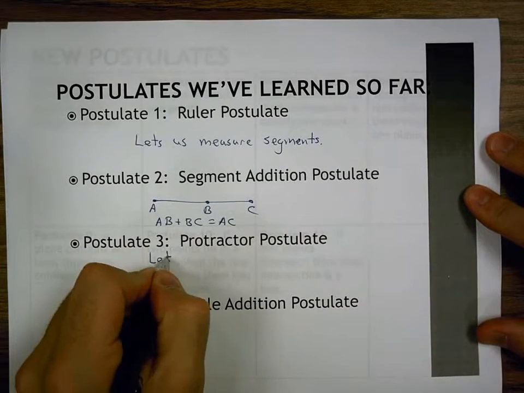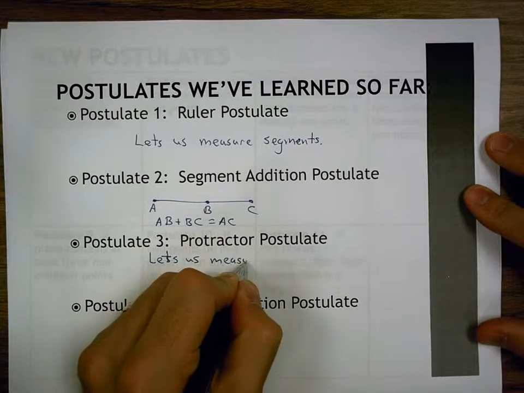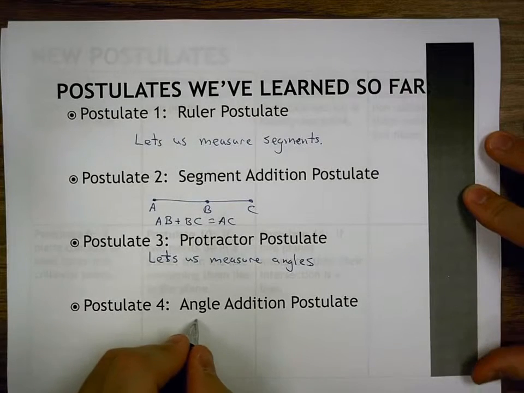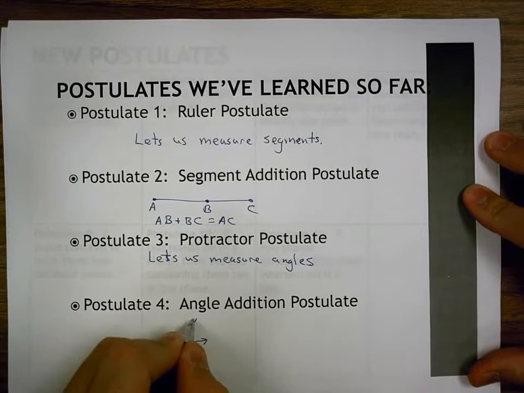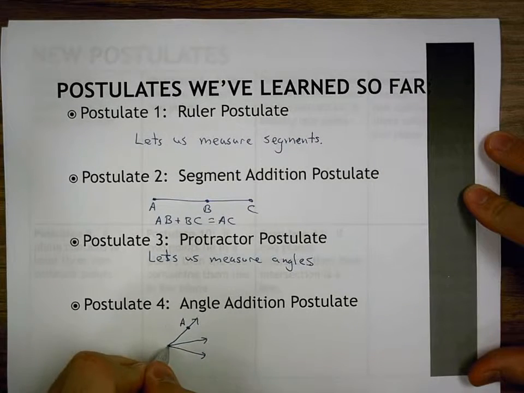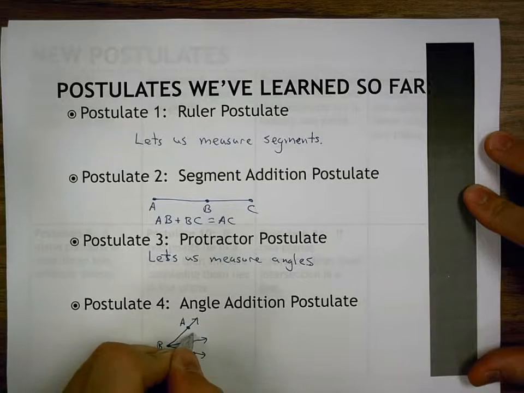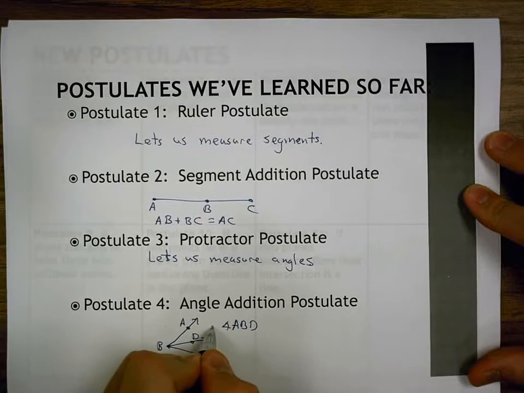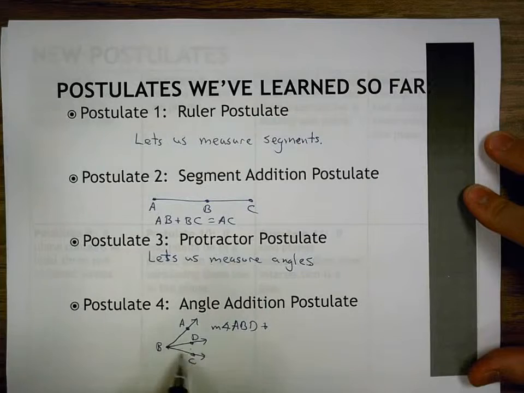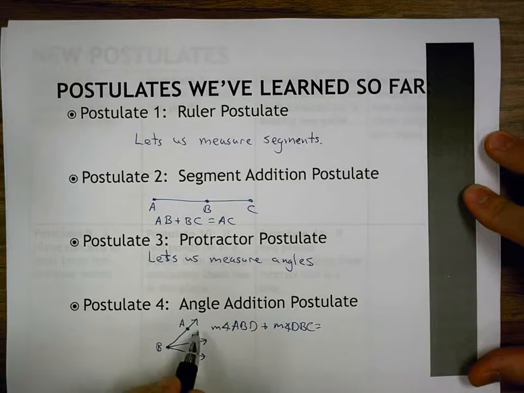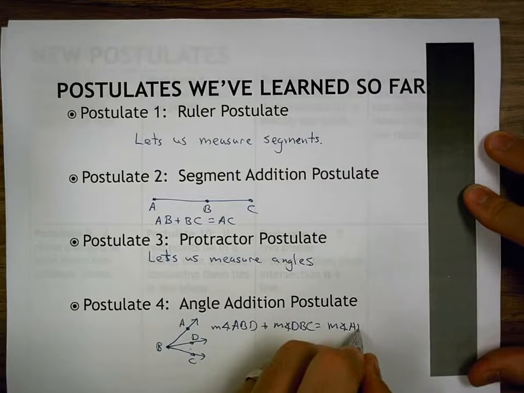Protractor lets us measure angles. And just like the segment addition, the angle addition lets us add up angles as we go. So if we had angle addition, we could label here. I could say that the top angle, ABD, plus the measure of the bottom angle, DBC, is equal to the sum of both of them, or the whole thing, the measure of angle ABC.